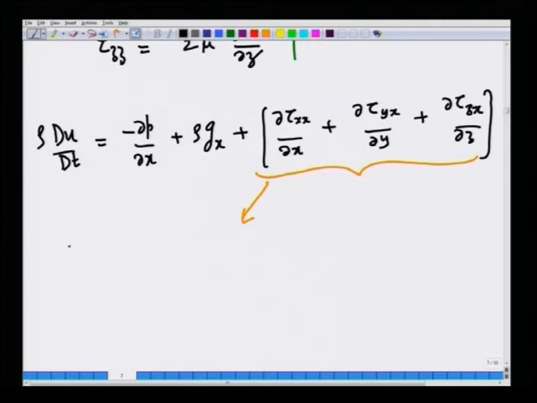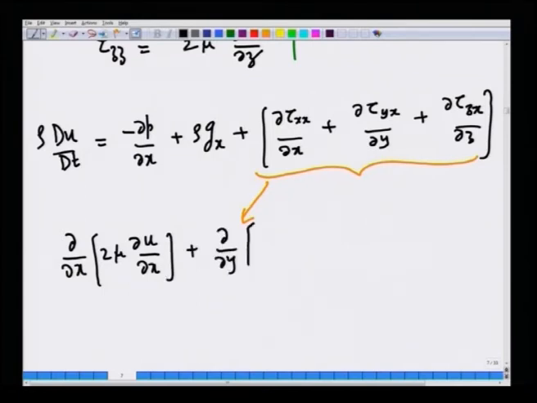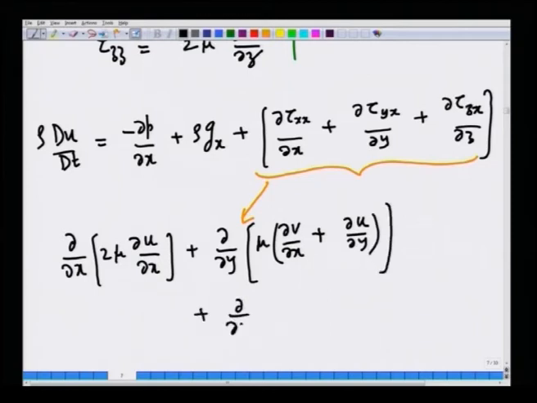I am going to substitute each term. Partial tau x x is 2 mu partial u by partial x, plus partial tau y x is mu, plus partial tau z x is mu partial u partial z.